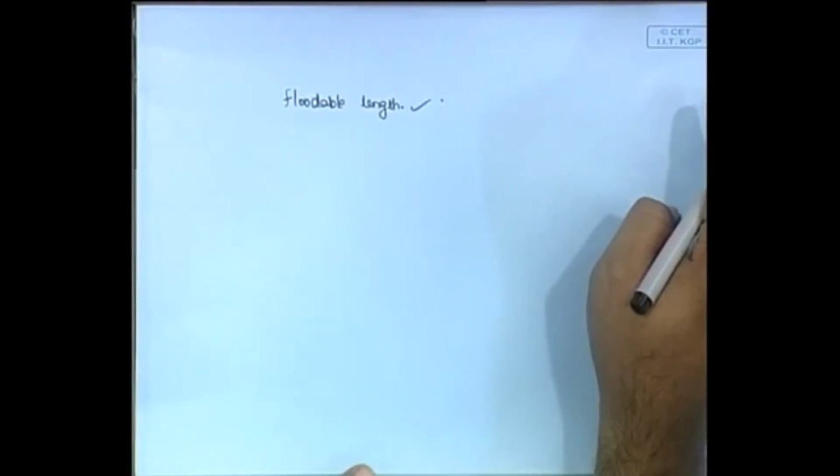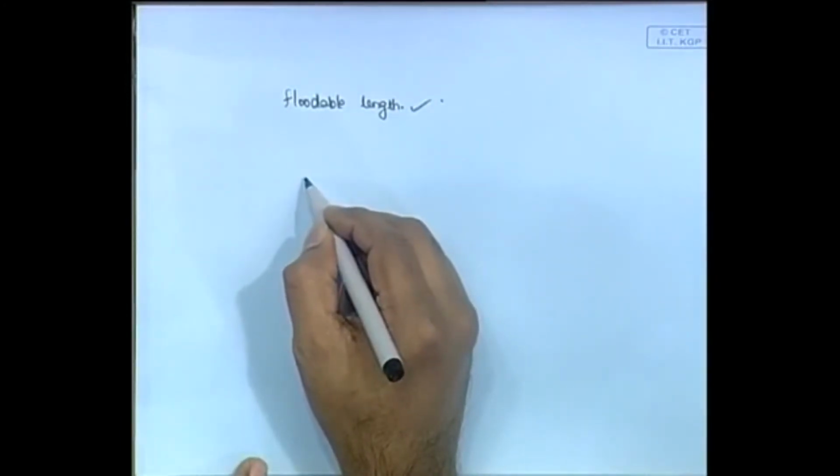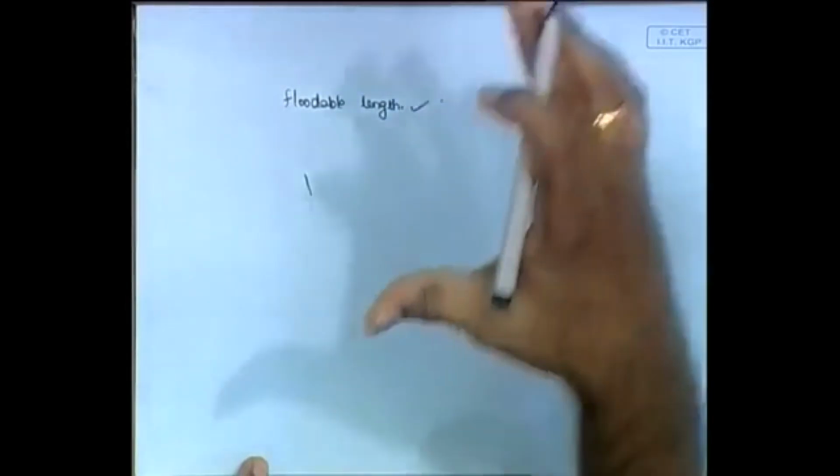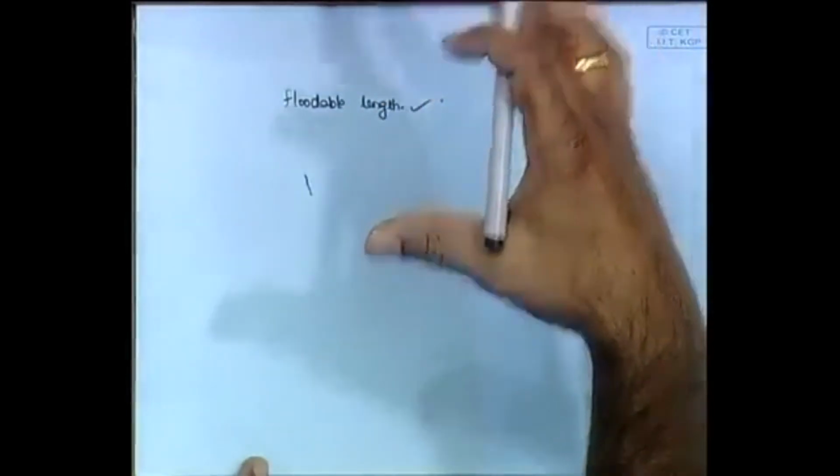Now, exactly which dimension does it depend upon? Length, not breadth. The total length of the ship that can be flooded. If you have the total length of the ship like this and it is divided into compartments, we are looking at the total length that can be flooded, or the amount of damage that can be taken. But flooding compartments 1 and 2 will be different from flooding 2 and 3.